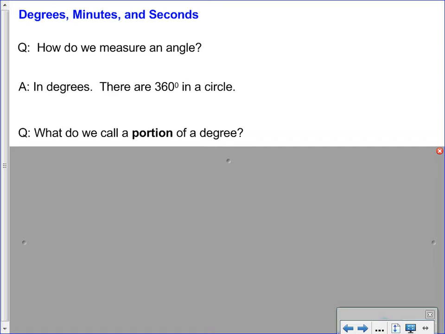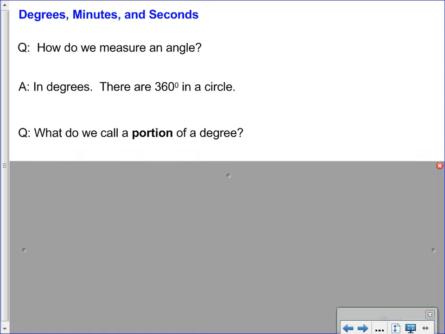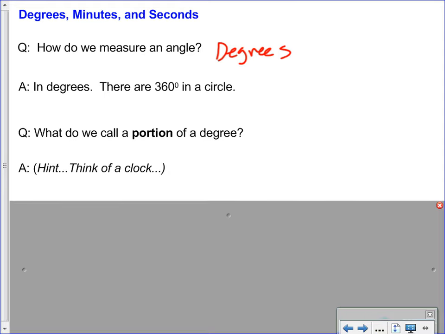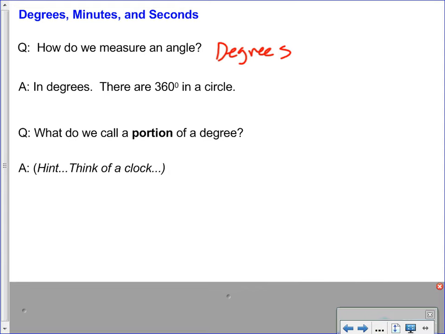So here we go. How do we measure an angle? We measure it in degrees for now. There are 360 degrees in the circle. A portion of a degree would be a minute, and a portion of a minute would be seconds.